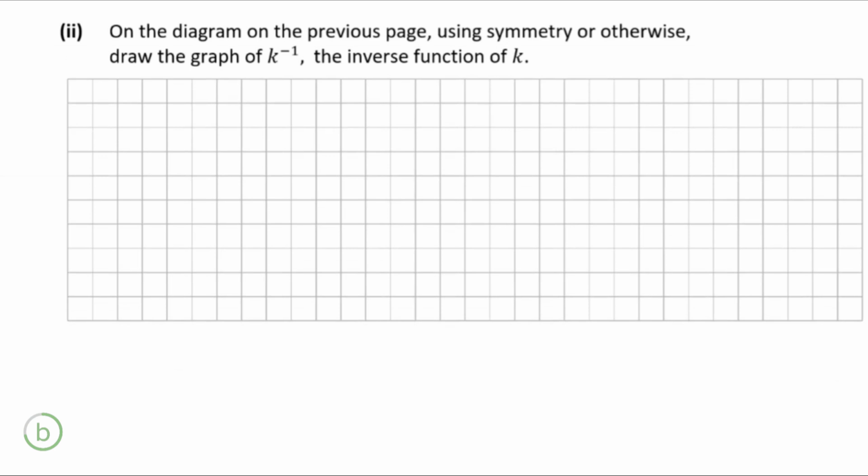So finally, on the diagram of the previous page, using symmetry or otherwise, we've got to draw the graph of the inverse of k, which obviously is the inverse function of k. So they do kind of drop a hint that you can use symmetry, but just to show you how you do this regardless of whether symmetry works or not, we can say that k of x is equal to y, which is equal to x cubed.